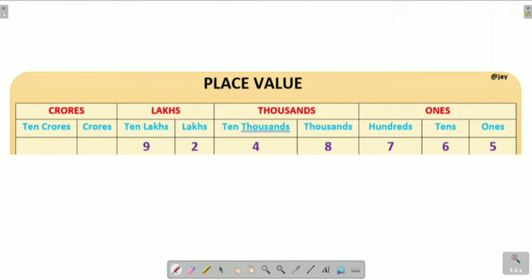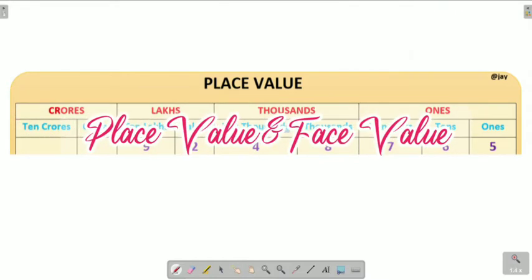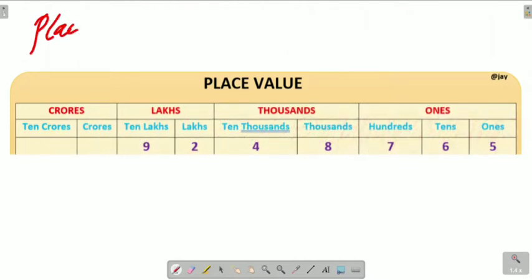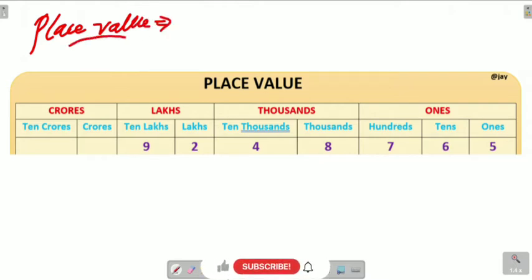Now let's talk about today's topic. So today's topic is place value and face value. So now let's understand what is a place value. In your previous classes you have very well studied what a place value is. So let me define it.